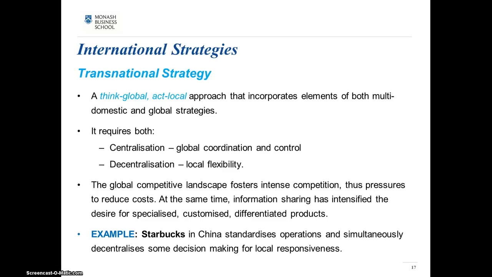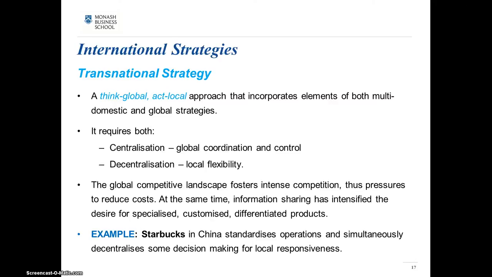Alright, our final of the three international strategies is the transnational strategy. And this is where we have a high focus on both global integration and local responsiveness, and as such represents a think global but act local approach, where we, as I say, incorporate elements of both the multi-domestic and the global strategies.